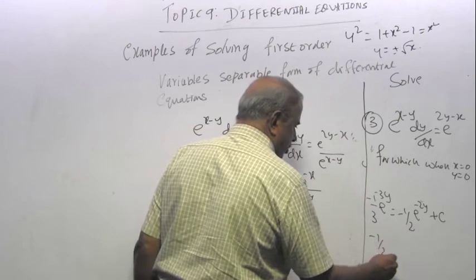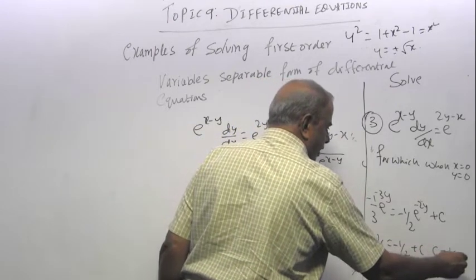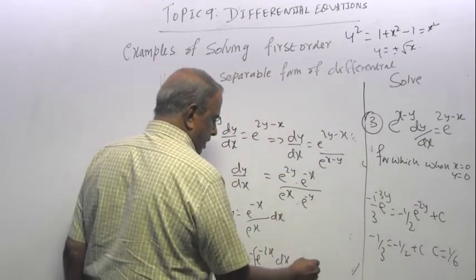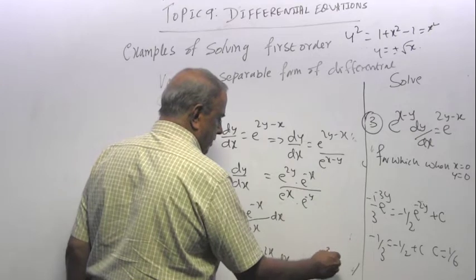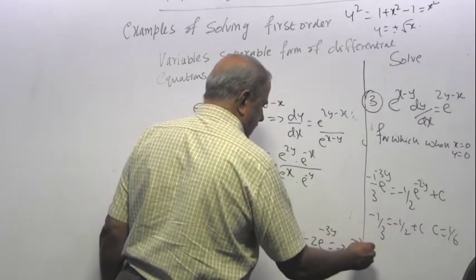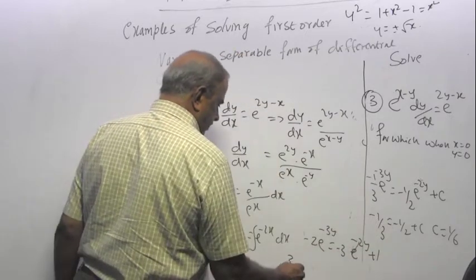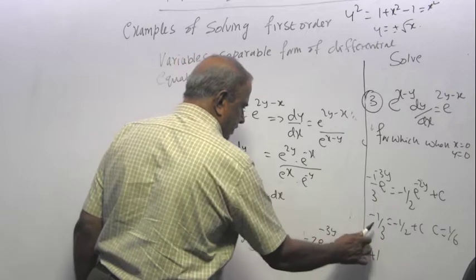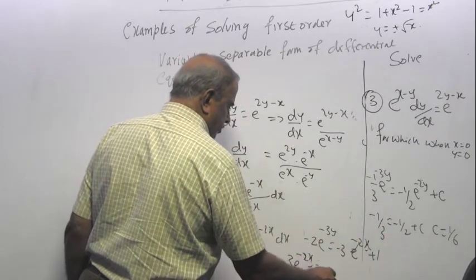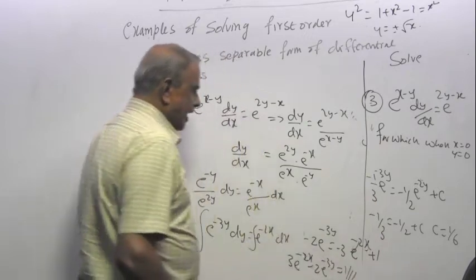So minus 1 over 3 is minus half plus c. C is 1/6. Multiply through by 6. So I get minus 2 e power minus 3y is equal to minus 3 e power minus 2x plus 1. So 3 e power minus 2x minus 2 e power minus 3y equals 1 will be the general solution.